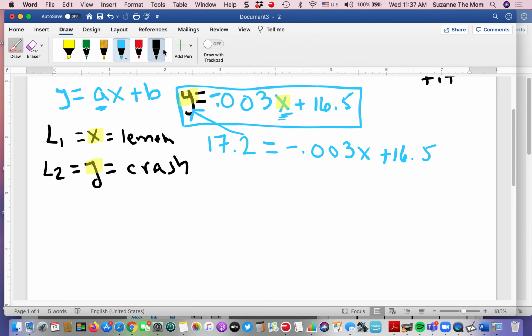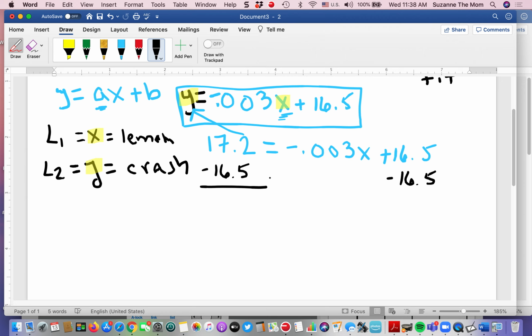So I am going to subtract 16.5 from both sides. I don't know why I have to keep changing colors of my pen to make it work. Probably because technology sucks. Online learning sucks.